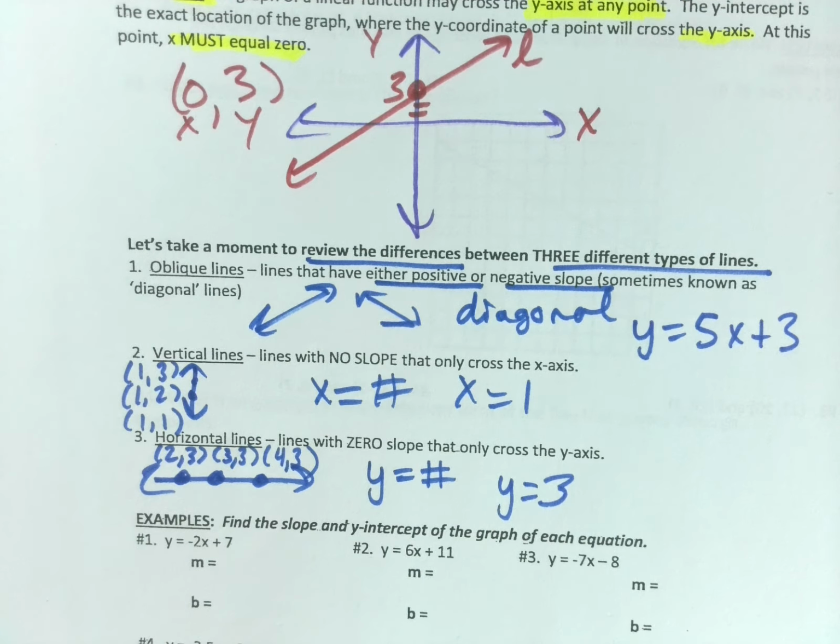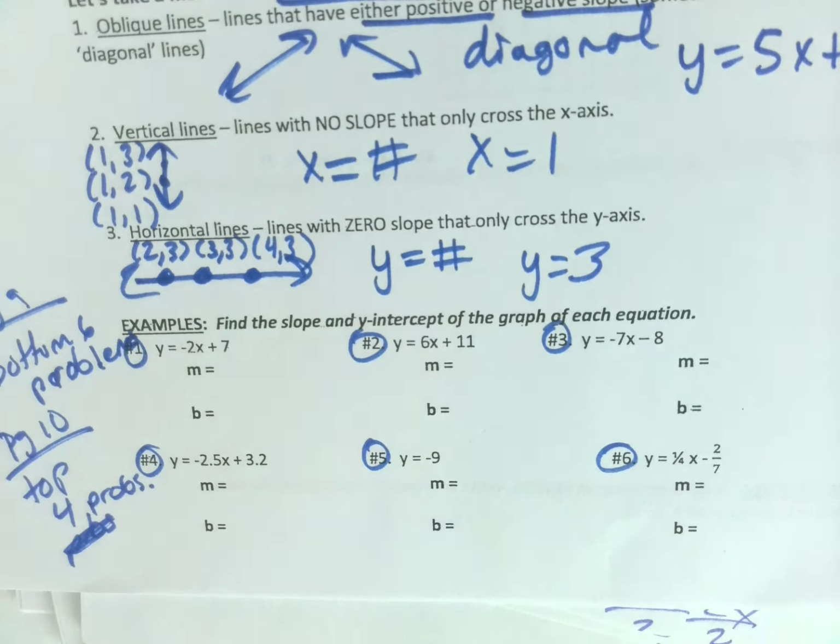Well, I'm going to pause for a second. What did you get for 1, 2, and 3?